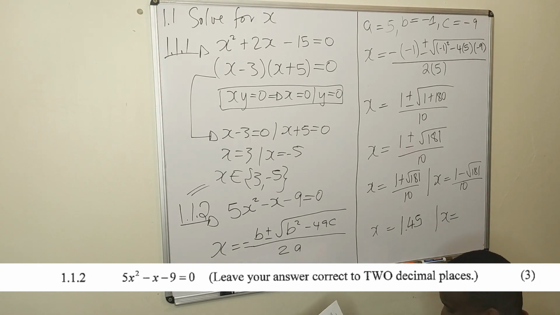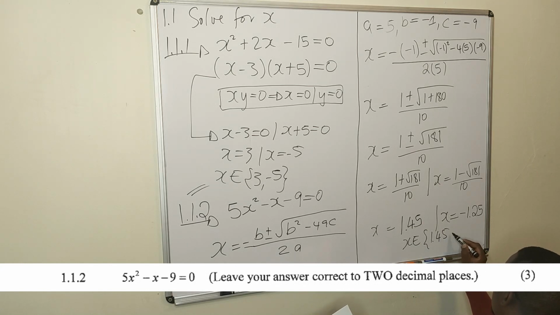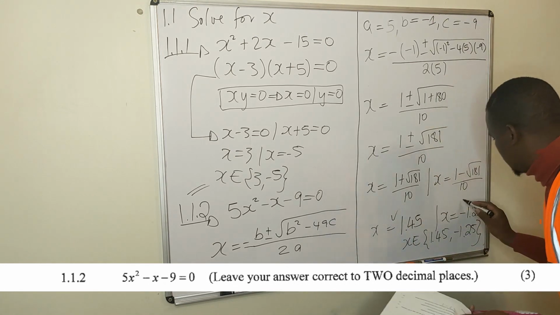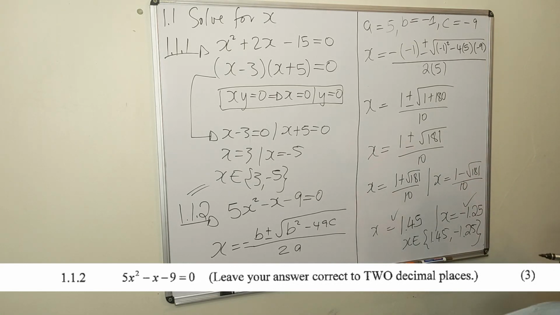Or minus, punch this one. So it's minus 1.25. So your x is an element of 1.45 and minus 1.25. So these are the solutions. So you're done with this one.